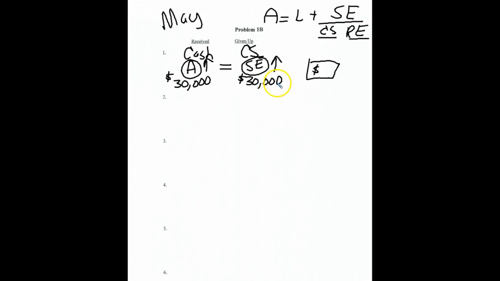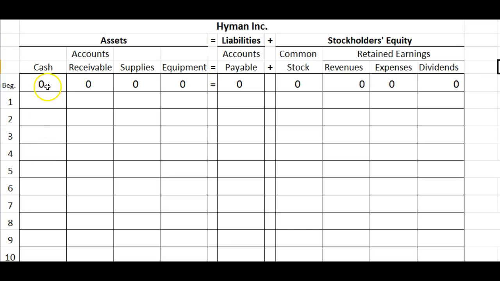Okay, so we're going to go to our horizontal model, the grid, on the next page or two in your notes. And we're going to record assets going up and stockholders' equity going up. Okay, so this is the first month. So we can see I put beginning balances in as 0. Notice that I have the company's name. We have the assets, liabilities, stockholders' equity. I went ahead and listed all of the types of assets we're going to encounter in this problem.